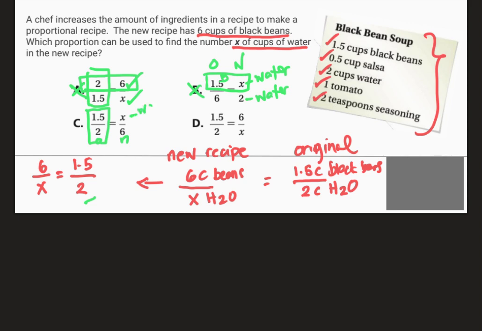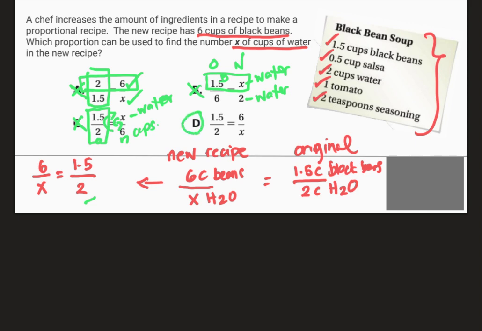This is the water that we are looking for in the new recipe, and then the 6 is going to be the number of cups of black beans. So again, because they reversed, this is not going to work. So that means by using the process of elimination, we know that our answer is going to be letter D.